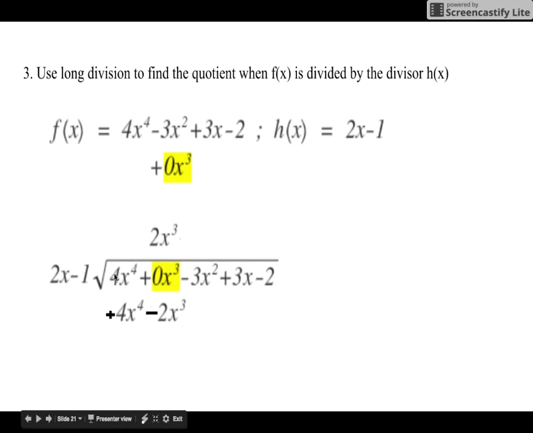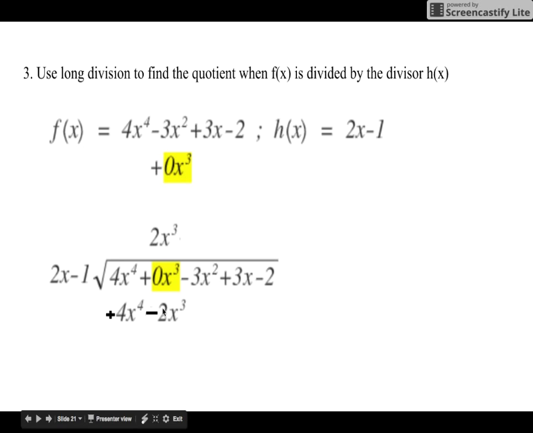So we ask ourselves, what times 2x will give us 4x to the fourth? Well, that is 2x to the third. So now we take 2x times 2x to the third and multiply it, which will give us 4x to the fourth. And again, positive times positive is a positive. And then we take 2x to the third times -1, which will give us -2x to the third. Now you see why adding in the 0x to the third came in handy, because if we didn't have that in, then we wouldn't really know what to subtract this from. So having that 0 in helps keep us accountable to make sure that we're using this properly.